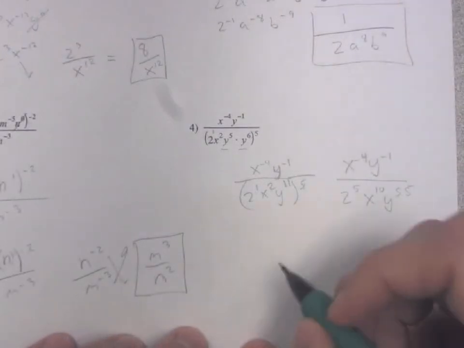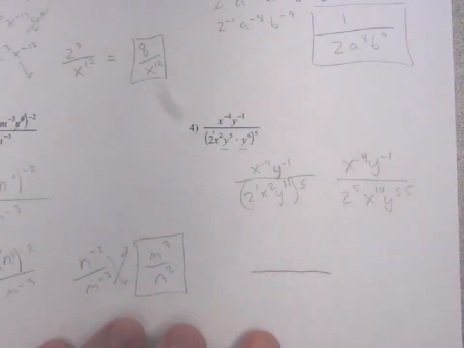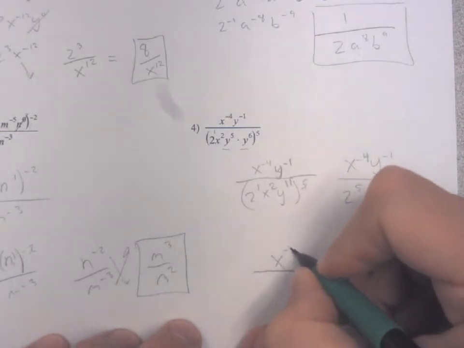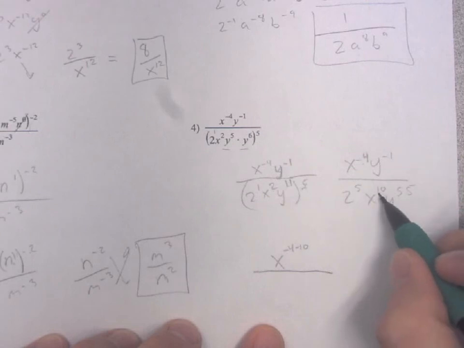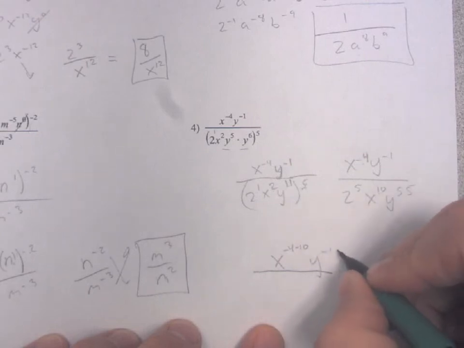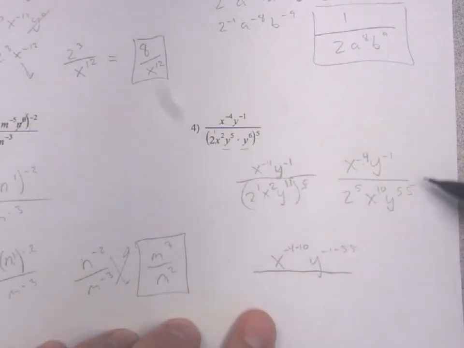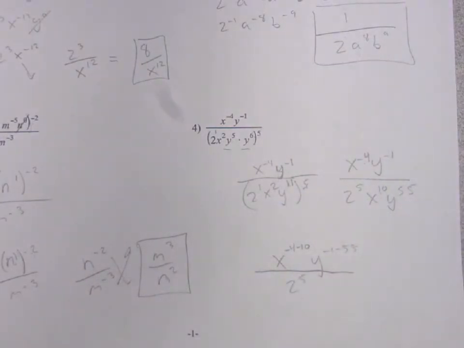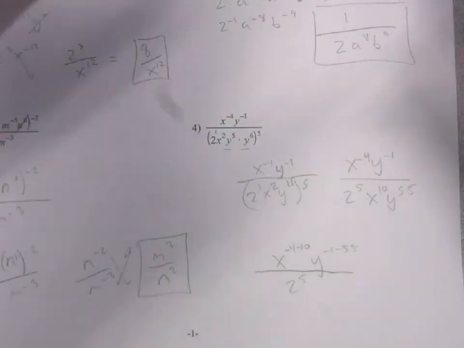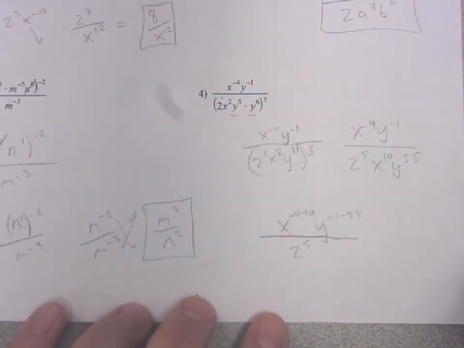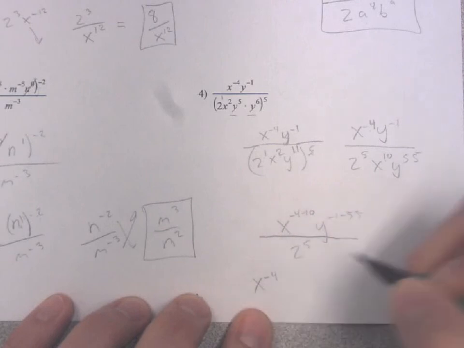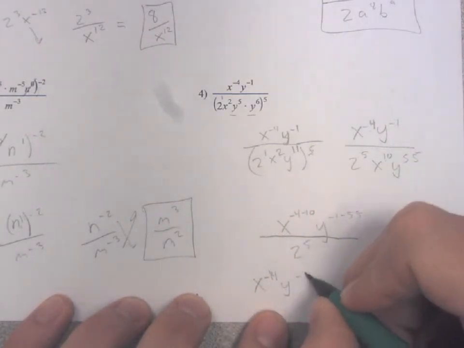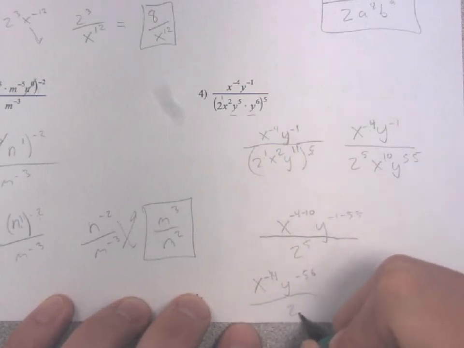All right. So anytime you do the quotient property, when we subtract the exponents, the variable is going to go on top. So we have x to the -4 minus 10, y to the -1 minus 55. Okay, so I'm just subtracting the exponents. We still have a 2 to the 5 on the bottom. We'll take care of that in a second. But we use the quotient property and subtract the exponents. So we're going to have x to the -14, because -4 minus 10 is -14. We're going to have y to the -56 over 2 to the 5th.